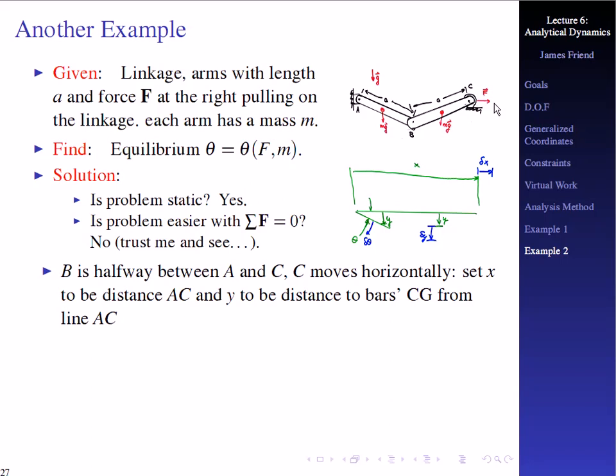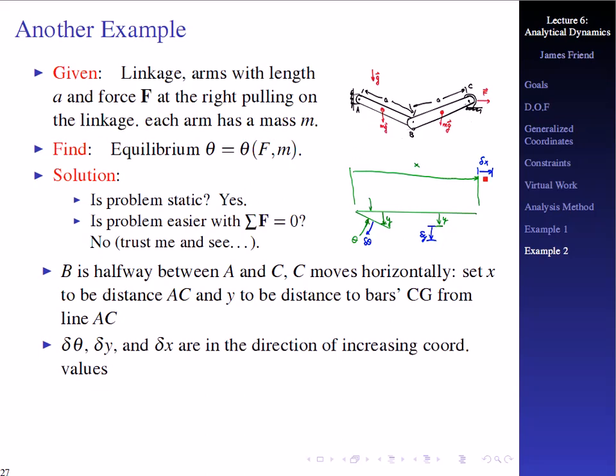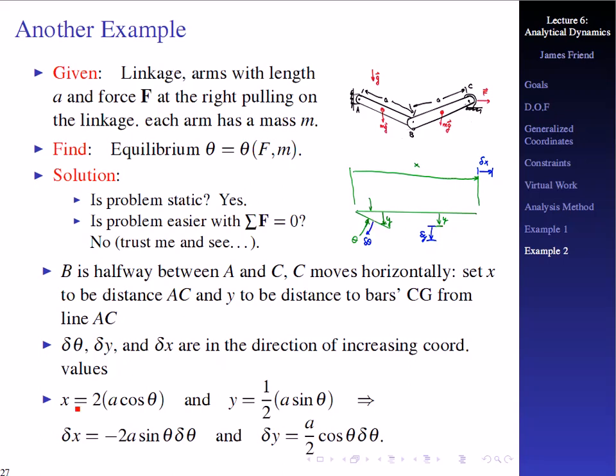And if we set x to be the distance AC, and then y to be the distance to the bar's center of gravity from line AC, then we can relate x and y through theta. Delta theta, delta y, and delta x are in the direction of increasing coordinate values as we've defined it here. So we have x horizontally here, delta x as x increases, and this is y, delta y increases, delta theta is increasing. And so then x is equal to 2a cosine theta, y is equal to 1/2 a sine theta, again because it's from these pins down to the center of gravity.